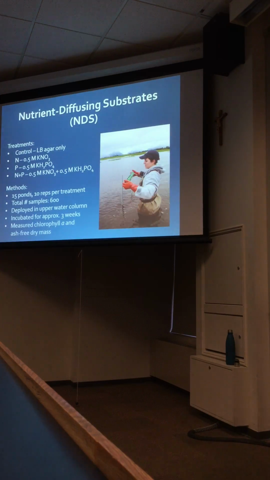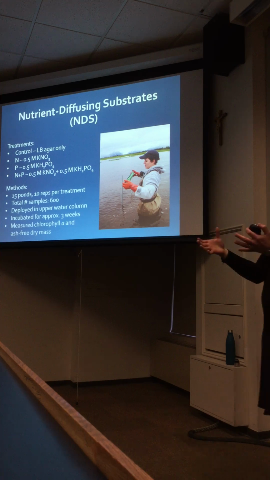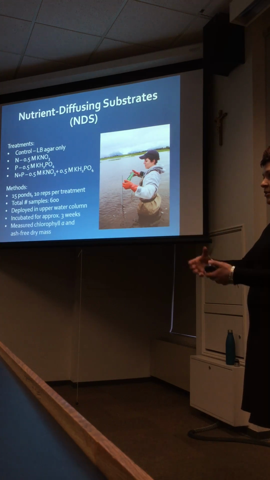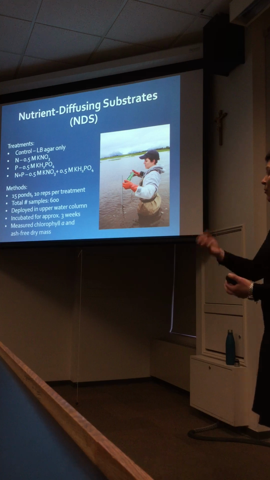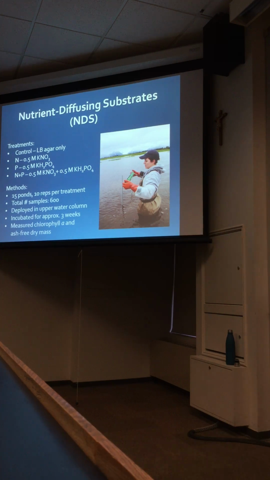And so to test that, we use this technique called nutrient diffusing substrates. And it's essentially a cup that we fill with an agar or jelly-like material. And then we put a glass disc on top. That serves as that sort of substrate for colonization, right? Think of that rock, right, where the biofilm can grow on it. And then we will add nitrogen, phosphorus, or both, and then look at the growth of our biofilms.